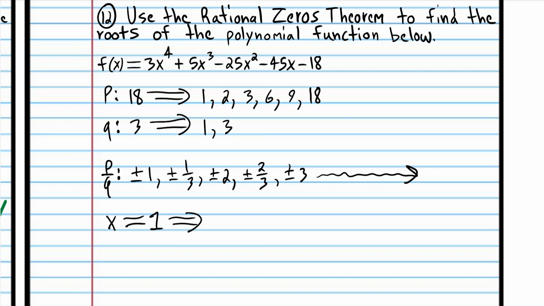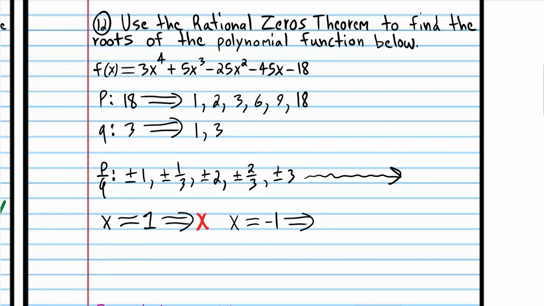Okay, we're back. So if you plug in 1, we have 3 plus 5 is 8, minus 25 is negative 17, minus 45 minus 18, and you can see that that doesn't work. Okay, so now let's try plugging in negative 1. You always try plugging in negative 1. So go ahead and do that. And when you come back, we'll do it together.